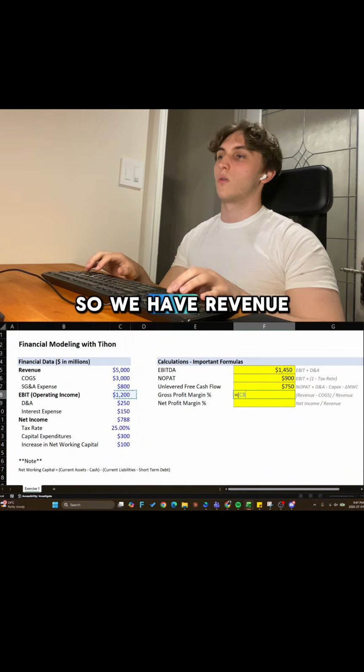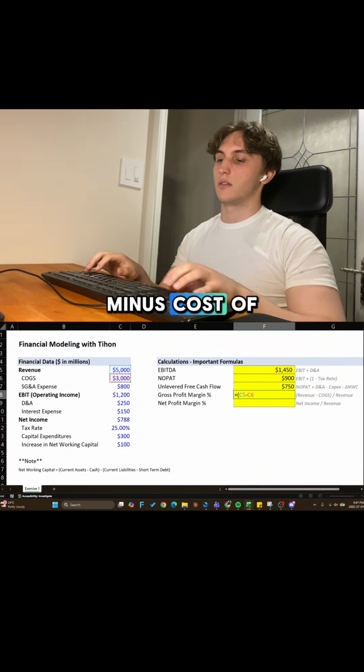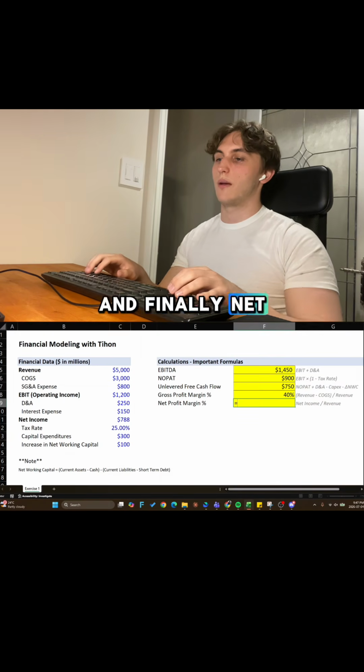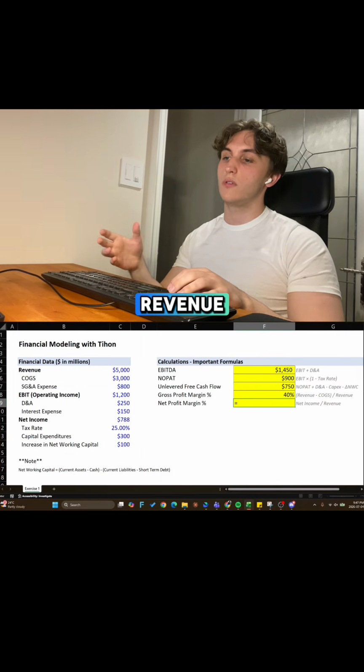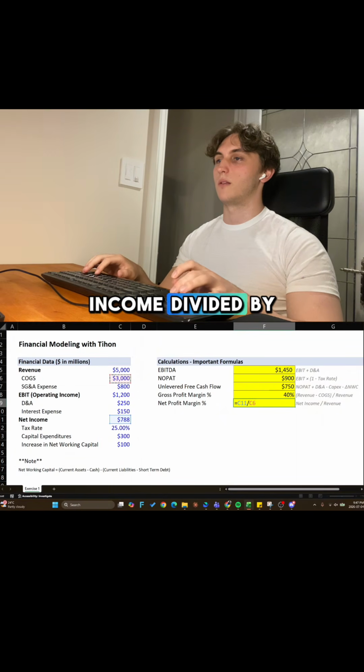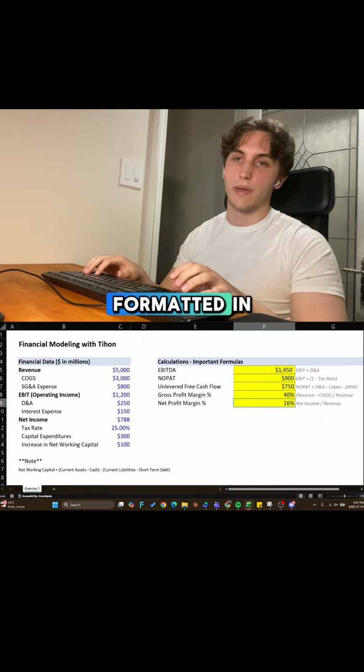Next, our gross profit margin is just the percentage of revenue after direct production costs. So we have revenue minus cost of goods sold divided by revenue. And finally, net profit margin is just the percentage of revenue after all sorts of expenses. So we have net income divided by revenue. Make sure it's all formatted in percentages.